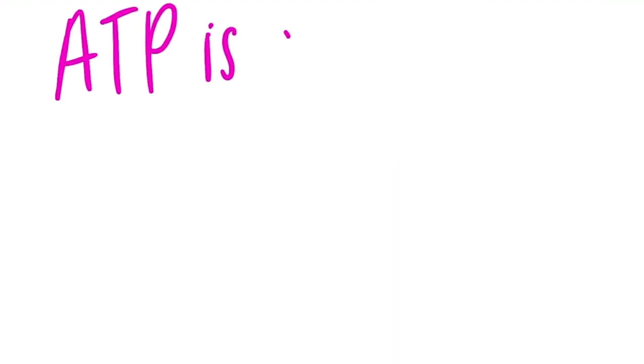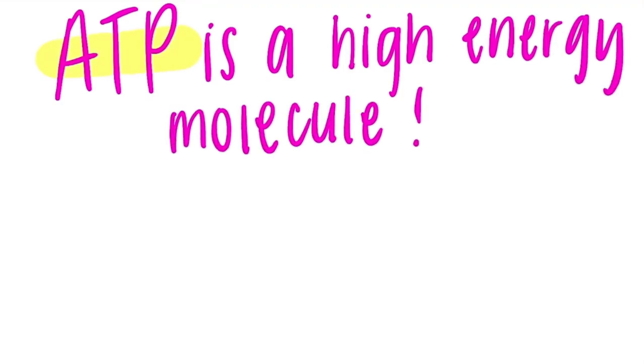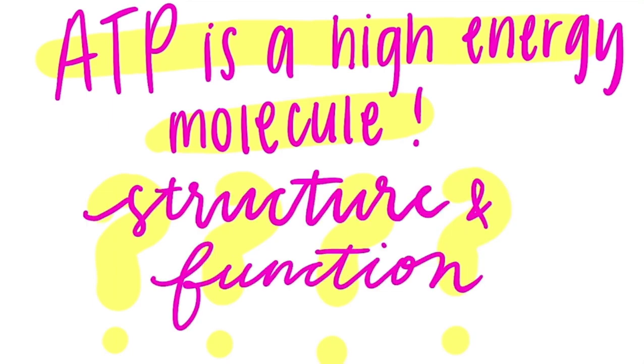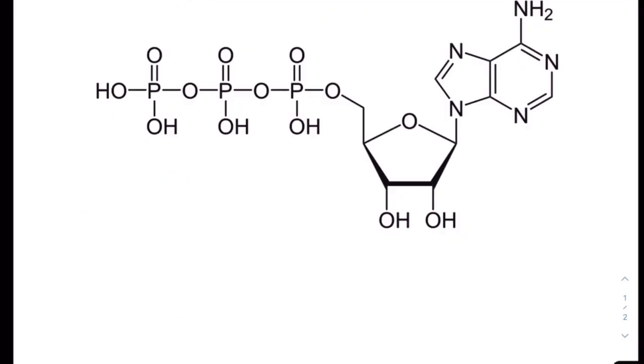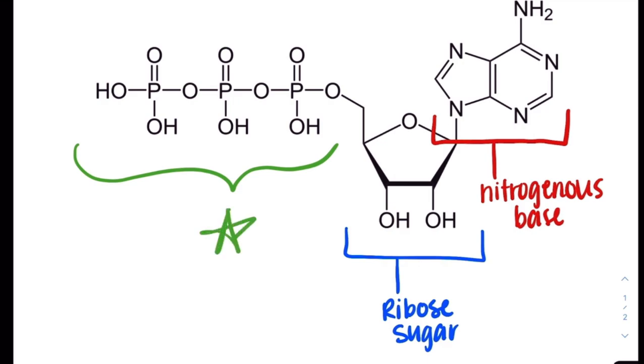We can apply and look at energy coupling in ATP and ADP. We know that ATP is a high energy molecule, but how do we know this? Let's take a look at structure and function. So here we have a lovely ATP molecule, and here's our nitrogenous base, which is adenosine, and then we also have our ribose sugar, but our real star players, the ones who are going to be doing the most work, are these three phosphate groups.